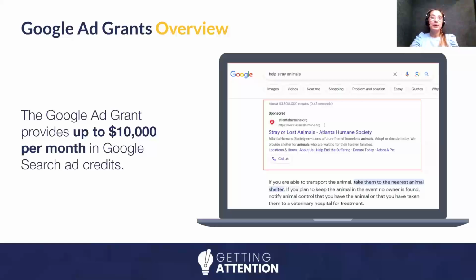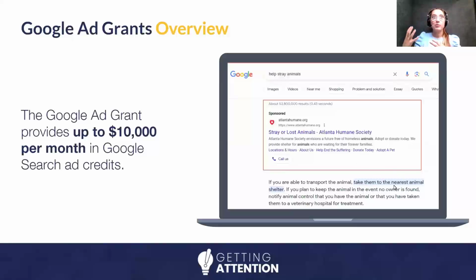As an example, I've pulled up a search that I did on my computer. I searched help stray animals, and I'm in the Atlanta area. So I got served an ad for the Atlanta Humane Society. You can see that it even features in the little headline here, stray or lost animals. So if I was searching for this, then I know that this is immediately relevant to what I was talking about. You can hopefully see that they have highlighted a few different things. They have their locations and hours, they have donate today, they have a link to their adopt a pet form.